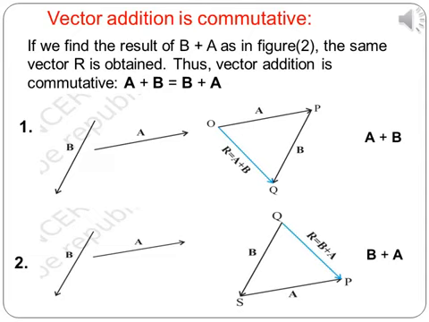It is the vector R. Thus, vector addition is commutative, which can be mathematically expressed as vector A plus vector B is equal to vector B plus vector A. This commutative property of vector addition is represented graphically as shown in given figures 1 and 2.